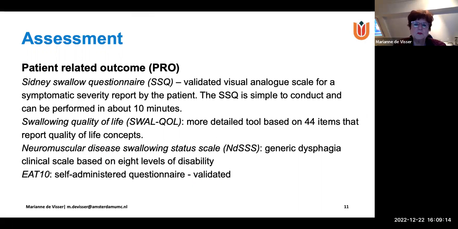How do we assess whether a patient has swallowing difficulty? Well, there are several patient-related outcome measures, which are listed on this slide. The Sydney Swallow Questionnaire, the Swallowing Quality of Life, the Neuromuscular Disease Swallowing Status Scale, and the EAT-10. And the Swallowing Quality of Life Scale and the EAT-10 are the most frequently used scales.